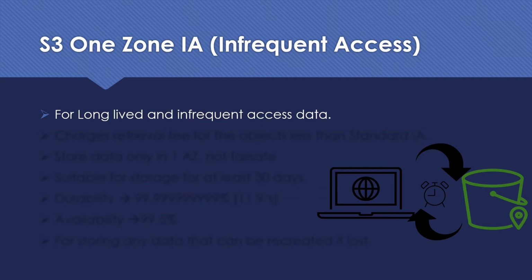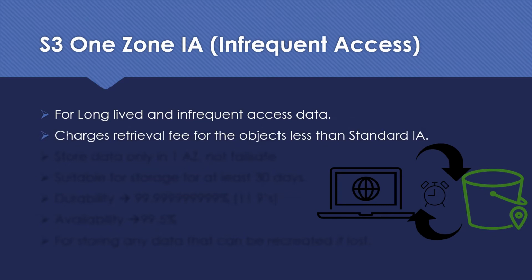The first point is the same: this is for long lived and infrequently accessed data, data that you don't want to access very frequently. A retrieval fee for the object is applicable but less than Standard IA. In Standard IA, the data is redundantly stored in multiple AZs. But in One Zone IA, data is stored only in one availability zone.